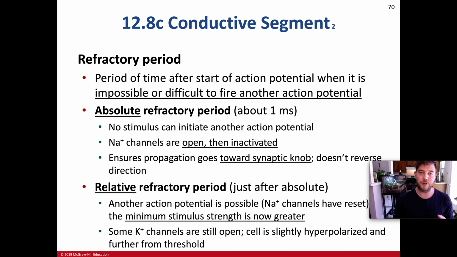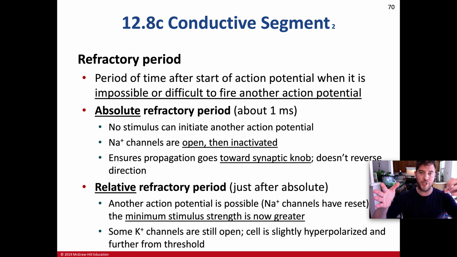The absolute refractory period is very soon after that depolarization, and it's when the sodium channels are open and then become inactivated. It ensures that the propagation goes towards the synaptic knob. Essentially, imagine that we have a full axon right here. If this is my cell body and this is my terminal end, I want to make sure that the signal goes towards the terminal end.